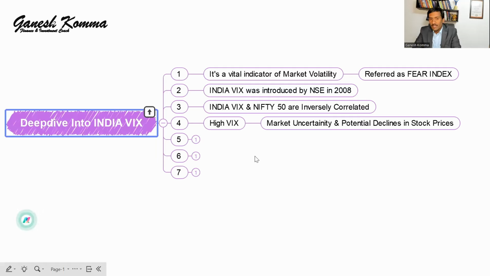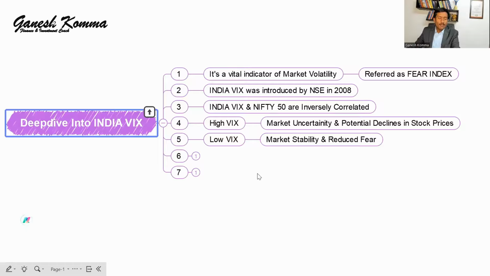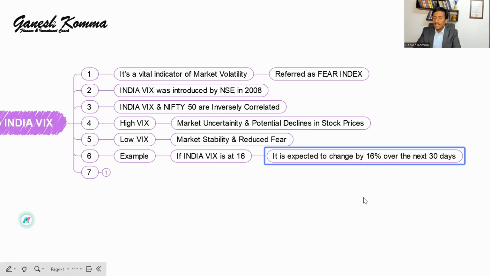So when the market is uncertain, with a potential decline in stock prices, generally we have VIX at higher levels, 18, 20 and above. And if it is a low VIX, it is a stable market. Markets are more stable and we have reduced fear. Let's look at an example. If India VIX is at 16, it means the market is expected to change by 16% over the next 30 days.